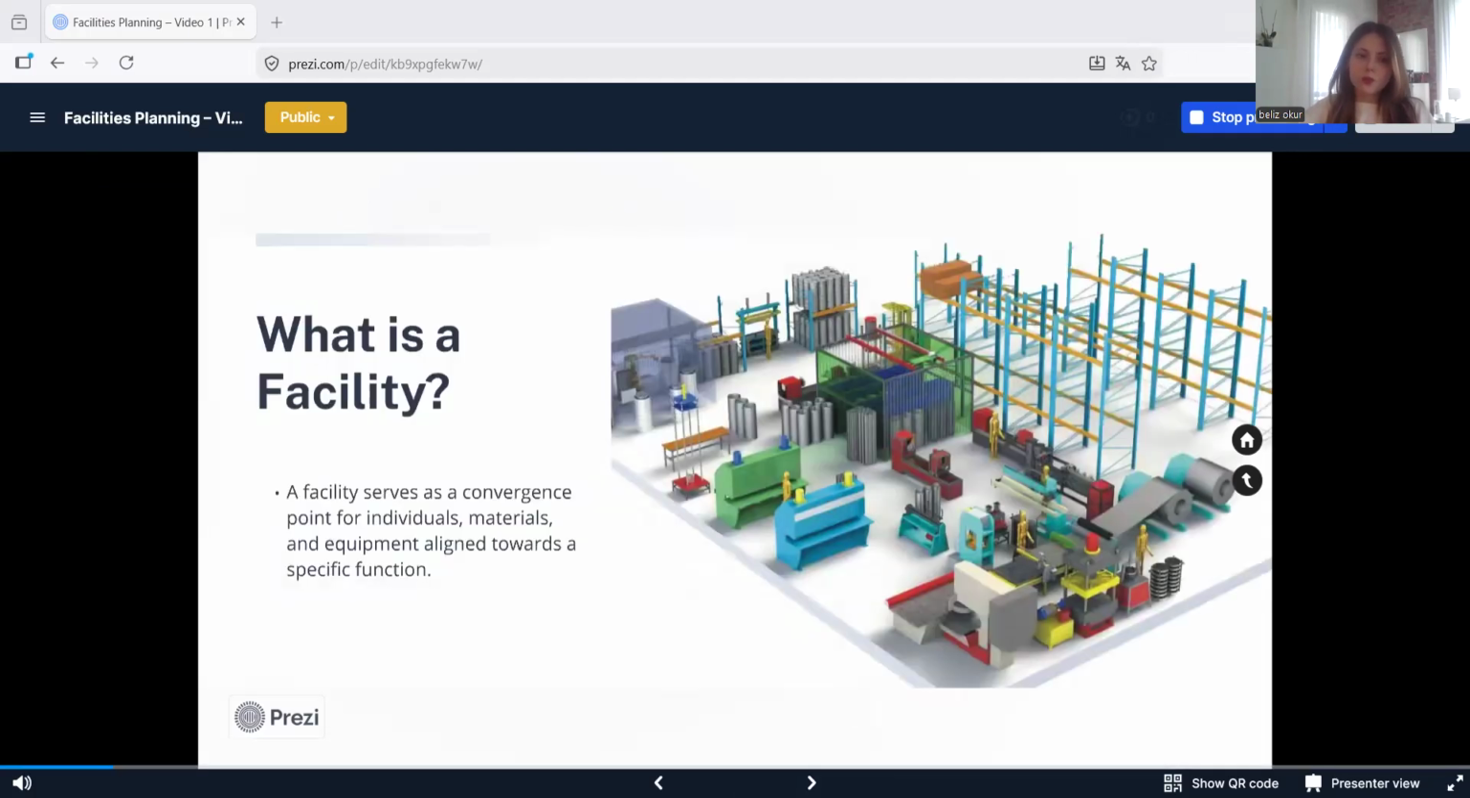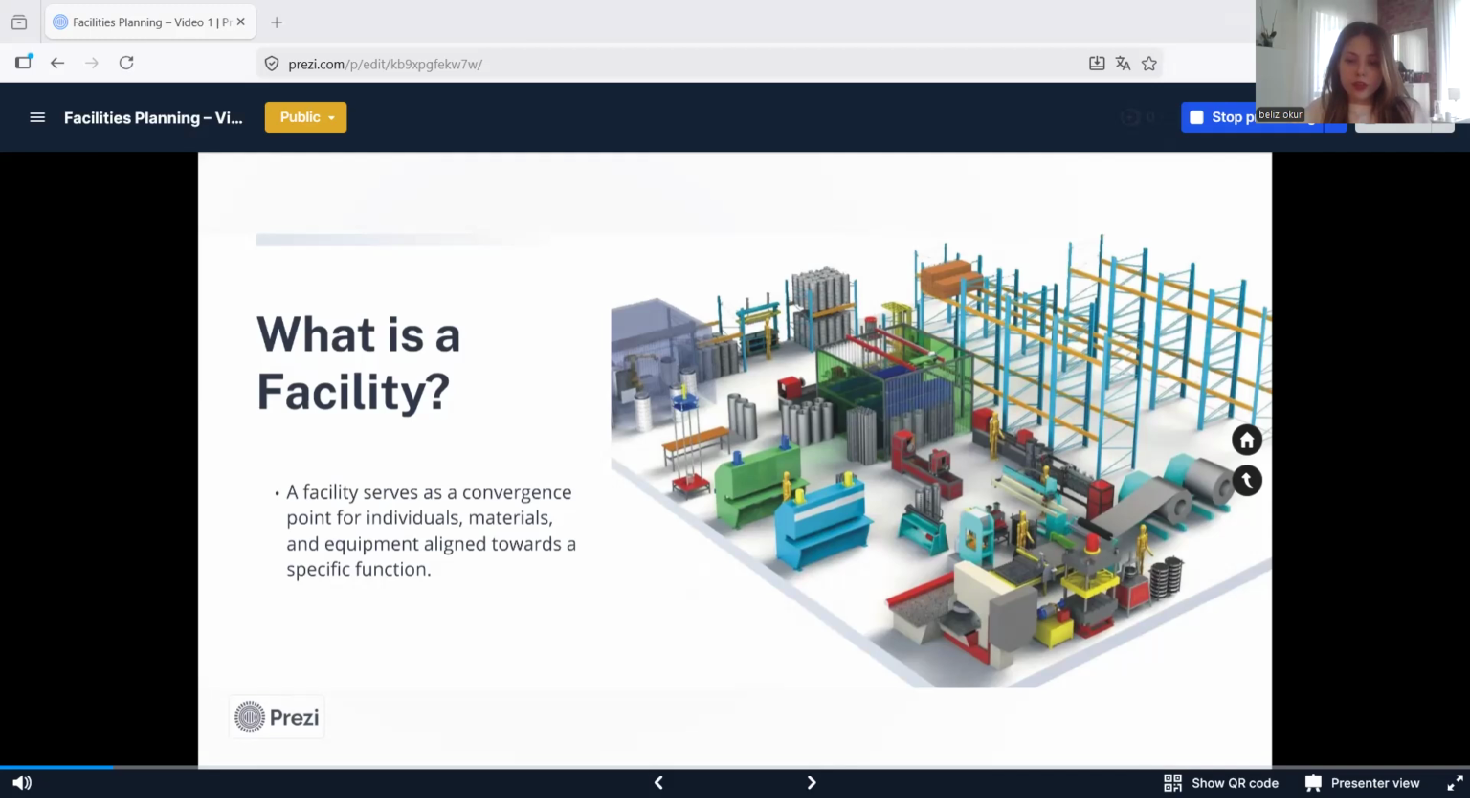First thing first, what exactly do we mean when we say facility? You might just picture an empty warehouse or factory building, but it's much more dynamic than that. A facility serves as a convergence point. It's the exact place where individuals, materials, and equipment all come together, aligned towards one specific function. Think of it like a perfectly orchestrated symphony. Every machine, every worker, every piece of raw material needs to be exactly where it belongs to create that harmony.